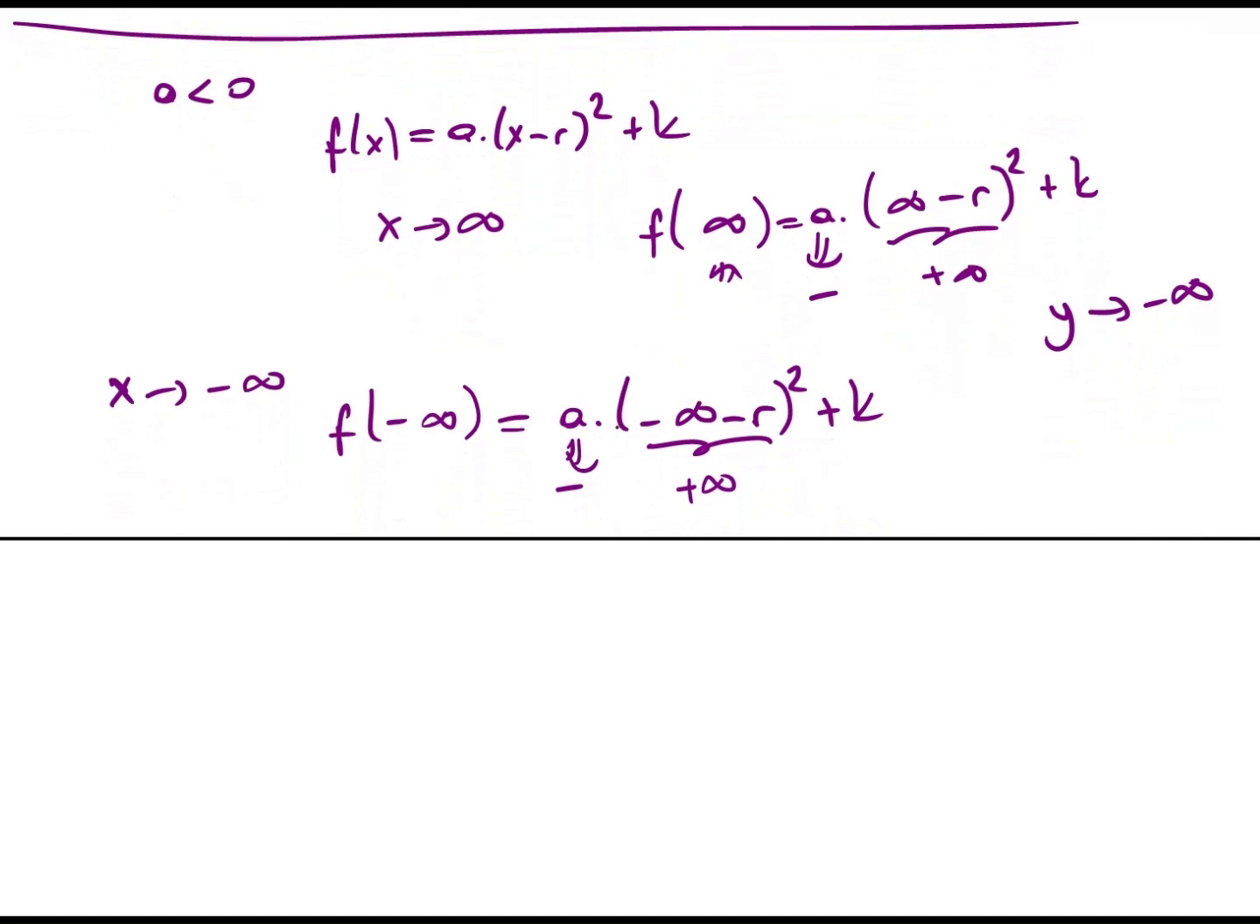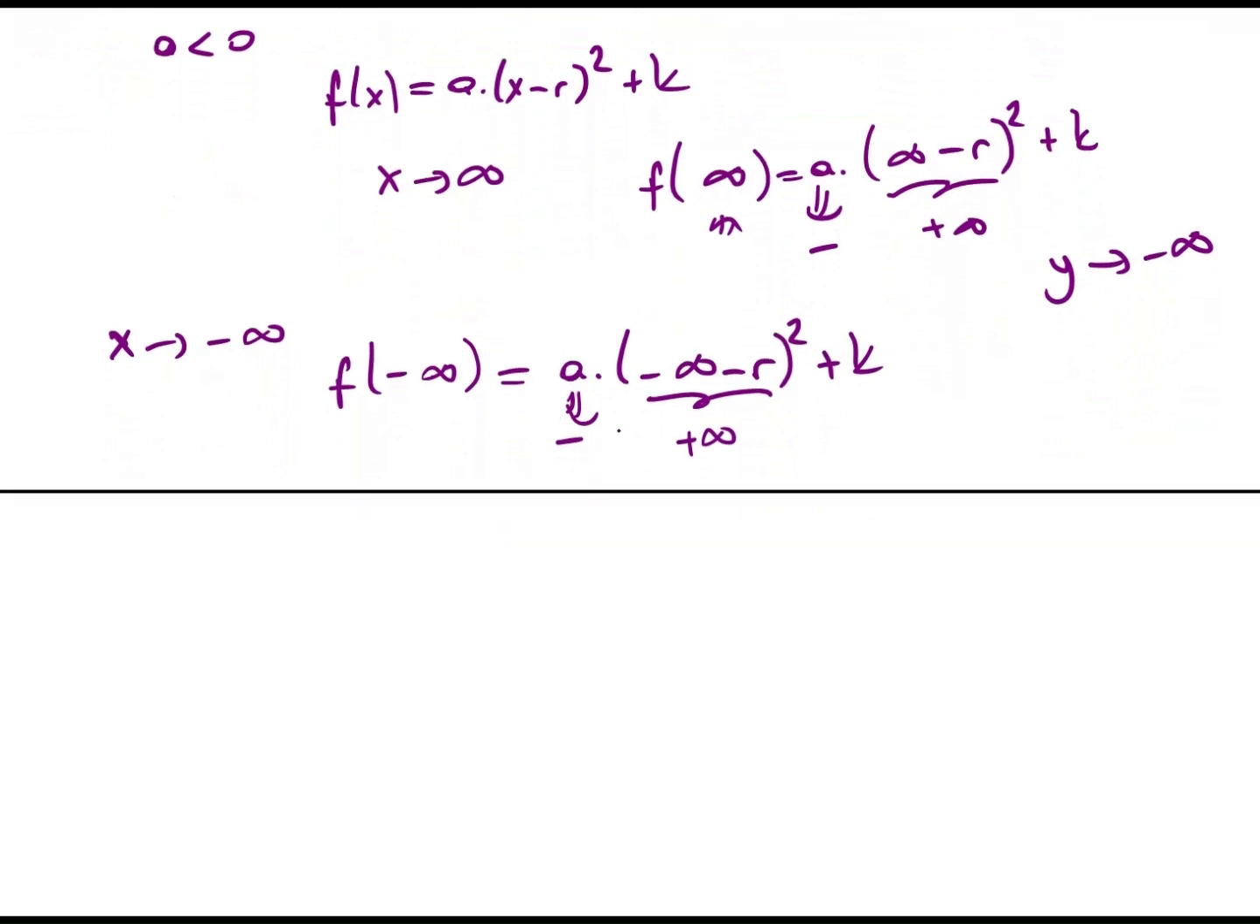If x approaches minus infinity, and we again substitute a really big number which goes to minus infinity, in this case we have a times (minus infinity minus r) squared plus k. Since we know that a is a negative number, and the square of any number, even a negative number, will go to positive infinity if the number is big, when we multiply this really big number, which goes to positive infinity, with a, which is negative, the value of the function, y, will go to minus infinity again.